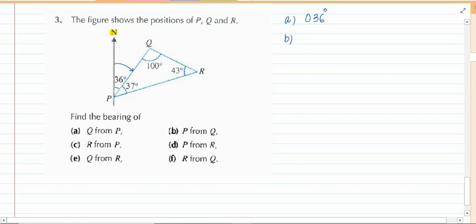Second one, P from Q. P from Q means that now you need to highlight the north of Q. That is not highlighted right now. So we need to make the north on Q, right? That is the north of Q. The second point is to highlight the unknown angle. So this angle, this one is basically the bearing we are looking for.